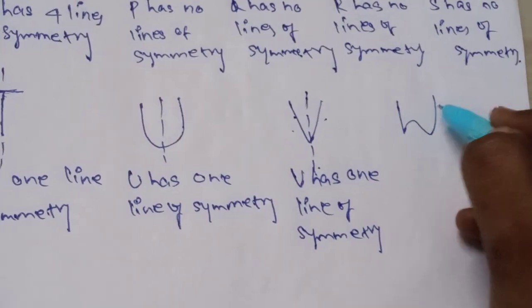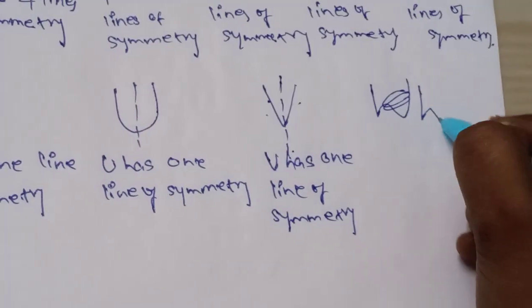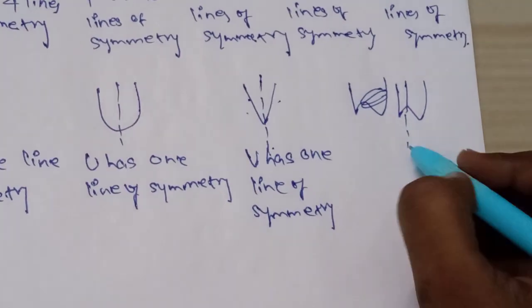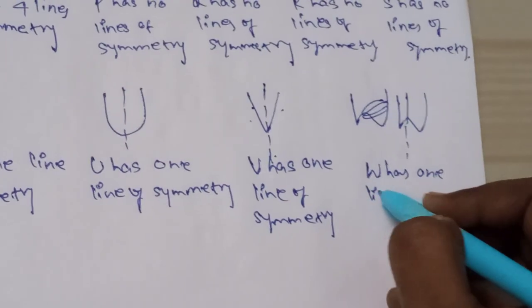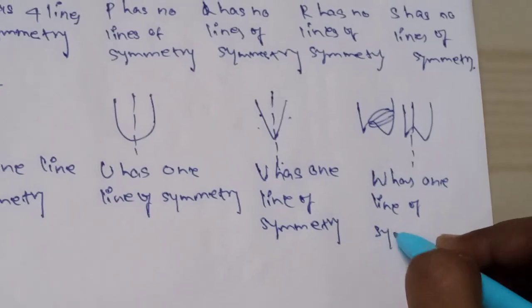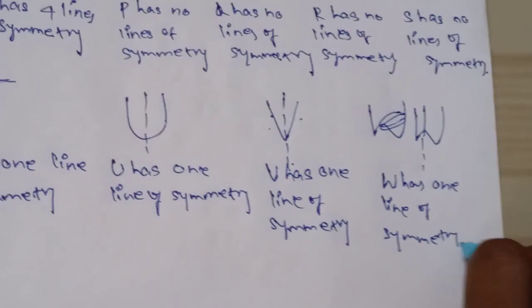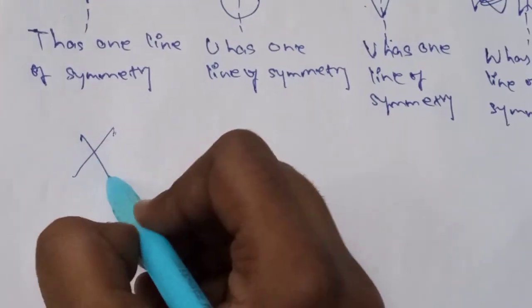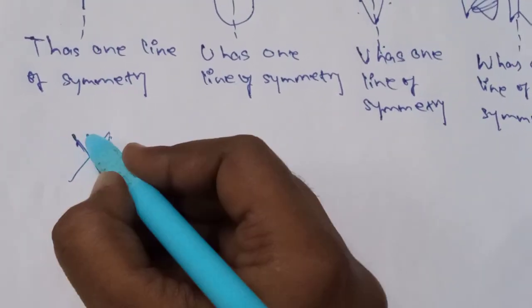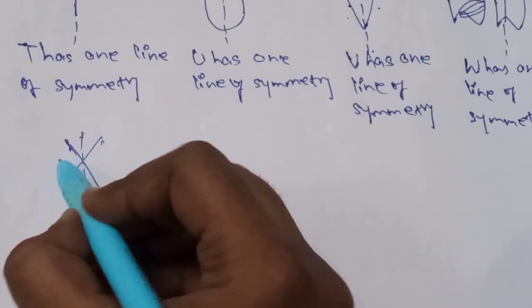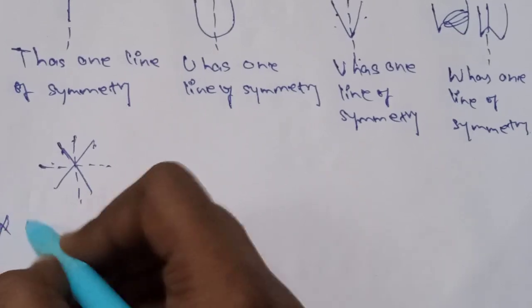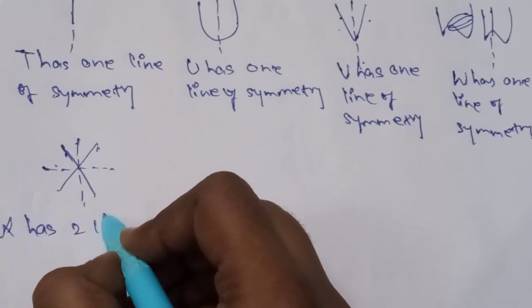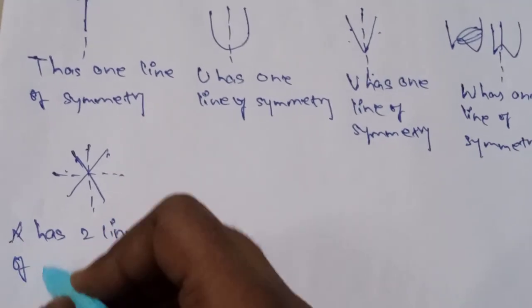Next W is also equal on both sides. So W has one line of symmetry. Next X. So X we can divide it by center line in this way. These both are equal. Then by this way, these both are also equal. So X has two lines of symmetry.